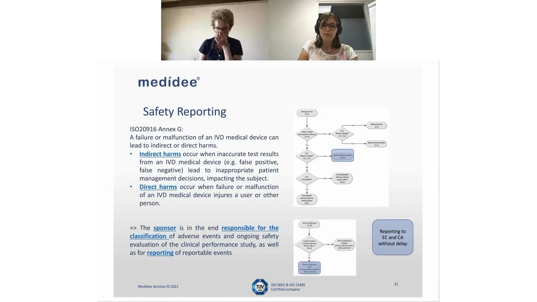Safety reporting is as well to be considered for all types of clinical performance studies, where you need to consider the indirect as well as the direct harms to the subjects. And it is the duty of the sponsor to classify adverse events that happen during the study, and to report these to the relevant either ethics committee or competent authority. So something which is documented as well in this Annex G of the ISO standard.